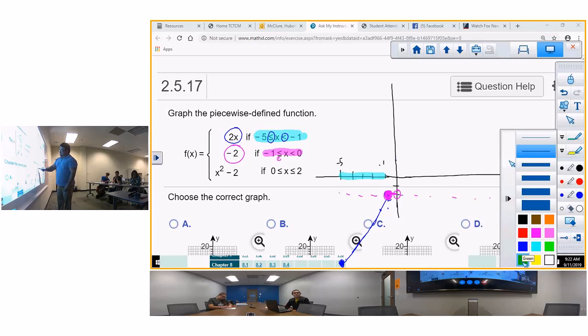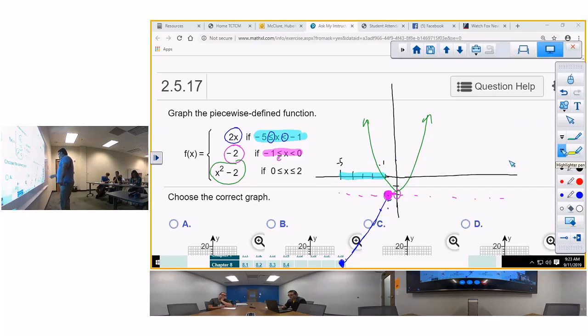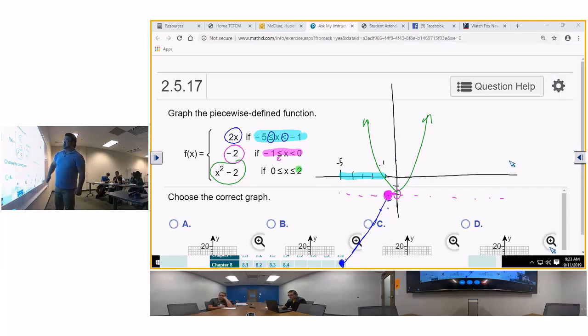We have a y-intercept at -2. We know that it's opening upward, so we know that it's going something like this. So let's take our handy dandy green highlighter, and there's our domain from 0 to 2. So we've got to keep everything on the right and erase everything on the left.